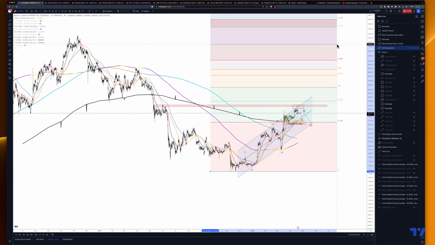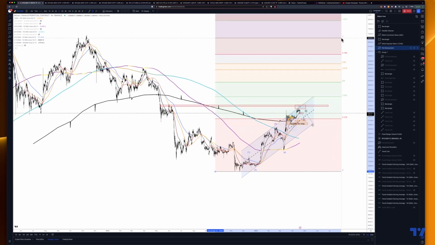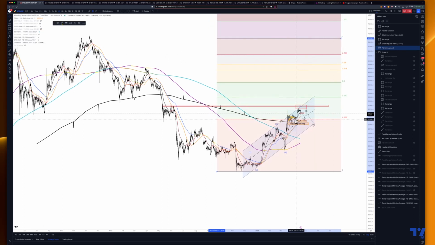But then we have this level here as well. And I'll just move it up. And you can see how this acted as support. And so we still probably could get up to that level.